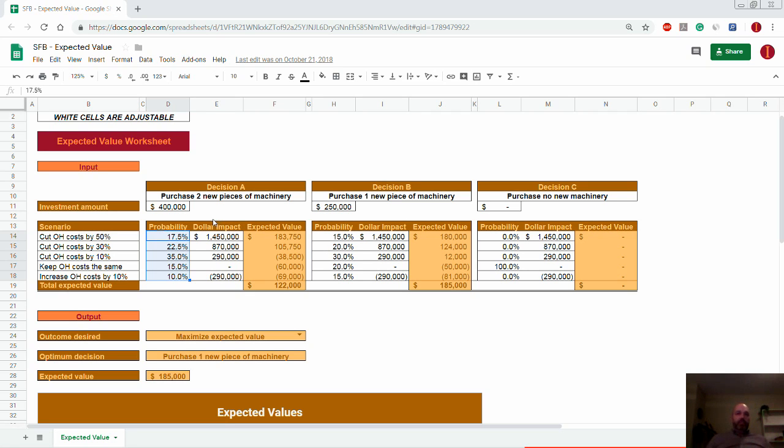We look here, decision A, purchasing 2 new pieces of machinery. We think our biggest probability is just to cut overhead costs by 10%, put that at 35. Realize that there's a small probability overhead costs will go up, a smallish probability that overhead costs will drop by as much as 50%.